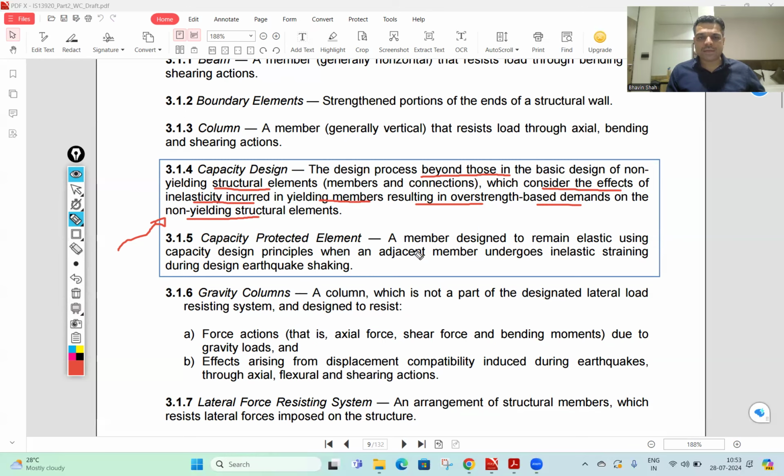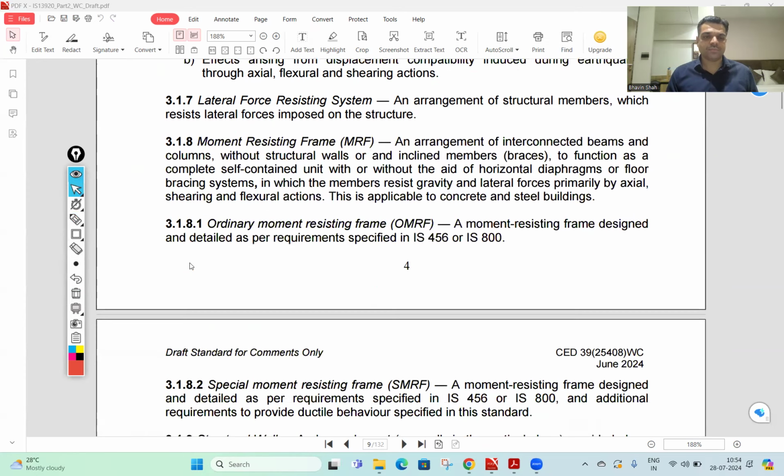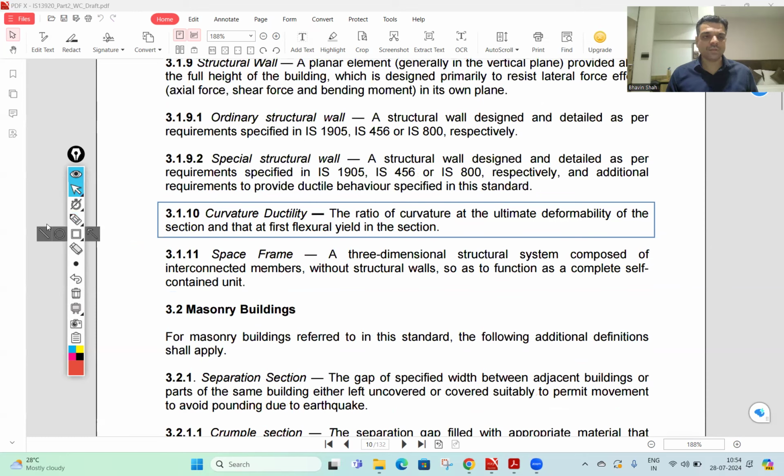And the capacity protected element: these are the members which are designed to remain elastic using capacity design principles when an adjacent member is undergoing inelastic straining during design earthquake shaking. So those are considered as capacity protected elements. Curvature ductility is the ratio of the curvature at the ultimate deformability of the section and that at first flexural yield in the section.